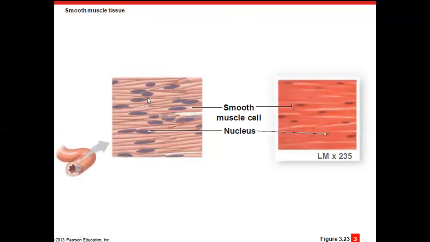So here's smooth muscle cells. They're tapered at either end. So they taper out and pinch in at either end. One central nucleus, and they taper. So they're kind of long and thin, not really long, but long and thin, and they taper on each side. So this is smooth muscle.